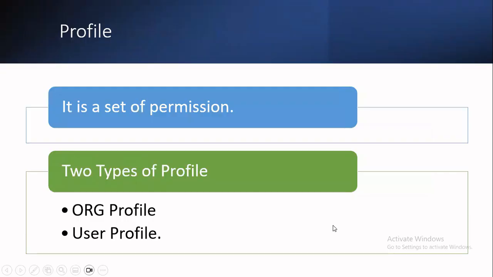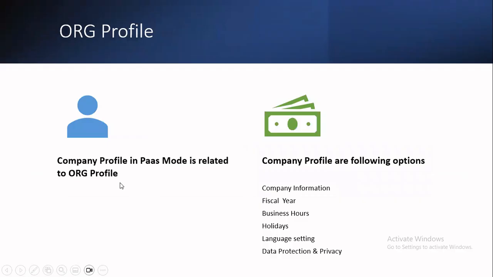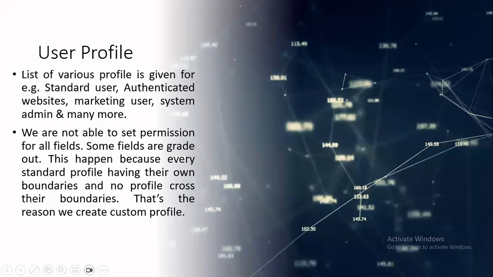We know that the profile is nothing but a set of permissions, and there are two types of profile: org level profile and user level profile. We covered the org level profile, where we checked how to view the company information, how to set a fiscal year, that is financial year, business hours, holidays, language settings, data protection and privacy, calendar, and my domain. All of those are covered under the org profile. Then we discussed the user profile.